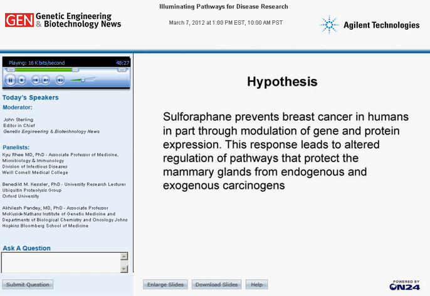Our hypothesis is that sulforaphane prevents breast cancer in humans in part through modulation of gene and protein expression, and that this response leads to altered regulation of pathways that protect the mammary glands from both endogenous and exogenous carcinogens. Next slide.